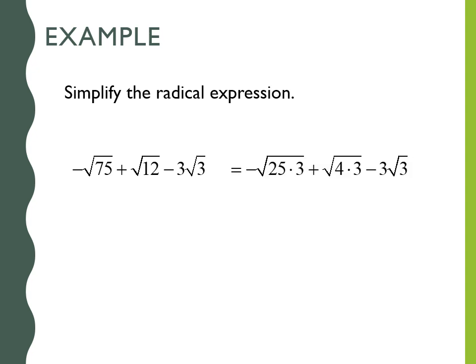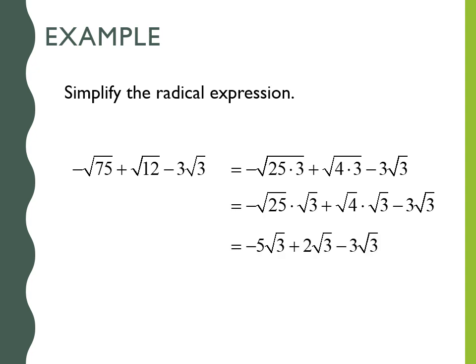So I'm going to write them in factor form. I'm going to use the multiplication rule and separate them. And I'm going to take the square root of 25 and take the square root of 4, which leaves me with negative 5 square root of 3 plus 2 square root of 3 minus 3 square root of 3. And again, we're just focused on the outside numbers. So I have negative 5 plus 2, and negative 5 plus 2 is negative 3 minus 3, and that gives me negative 6 square root of 3.